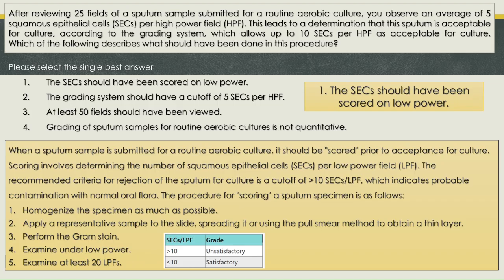The procedure for scoring a sputum specimen is as follows. 1. Homogenize the specimen as much as possible. 2. Apply a representative sample to the slide, spreading it or using the pull smear method to obtain a thin layer. 3. Perform the gram stain. 4. Examine under low power. 5. Examine at least 20 LPFs.